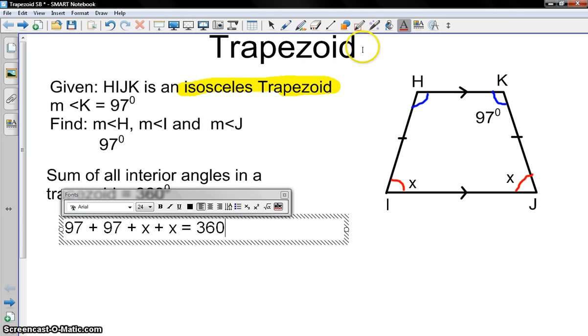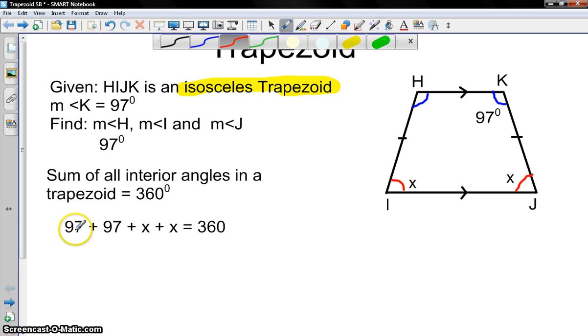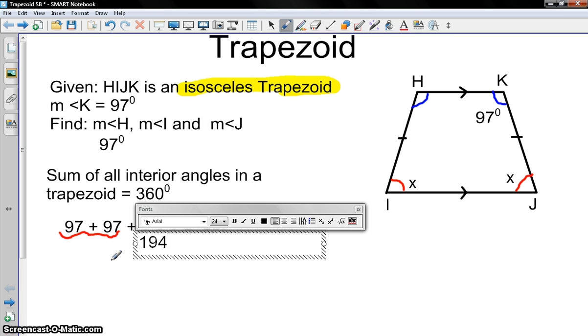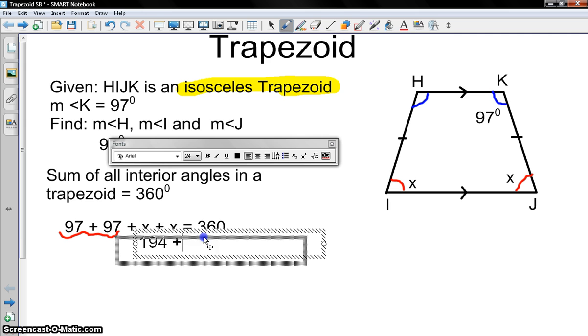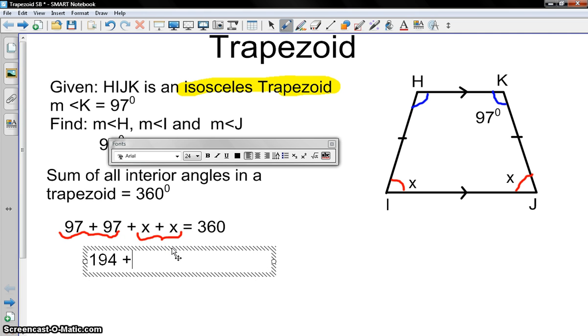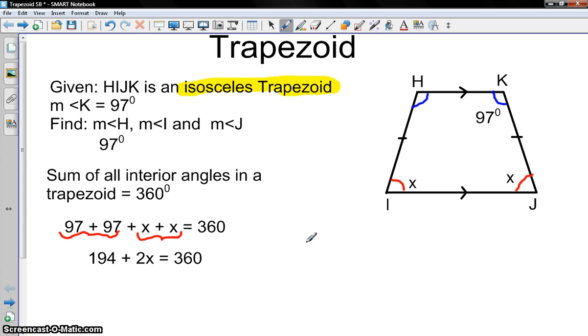Now I'm going to be looking for like terms. So those two right here are easily added together to be 194, and those two could easily be added together to give me 2x. So let's do that. I'm going to say that 97 plus 97 is 194 plus, let's move those a little bit up and down so you can see what I'm typing. Okay, x plus x will give me 2x's, and altogether have to equal 360 degrees.